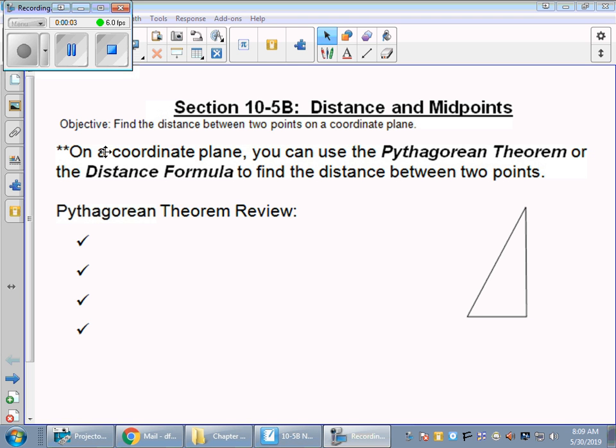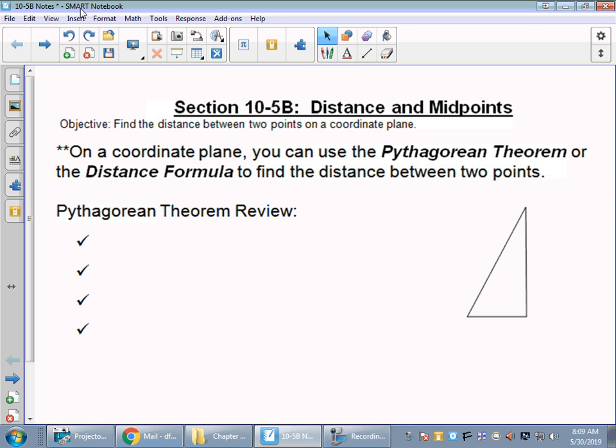Okay, 10.5b, distance and midpoints. All right, so today we're going to try to find distance. And actually, we're just going to do distance today. We'll save midpoints for 10.5c. But so today we're just going to do distance.